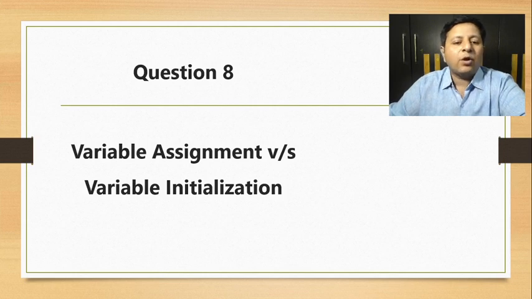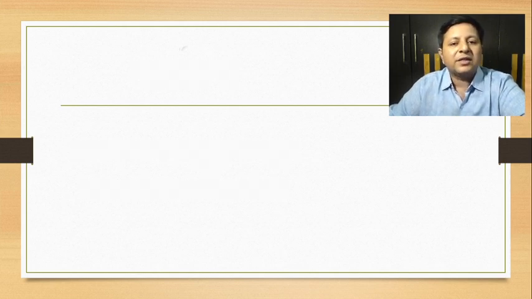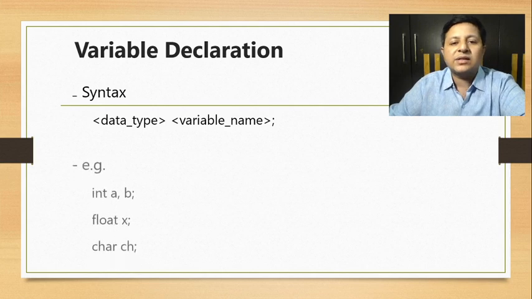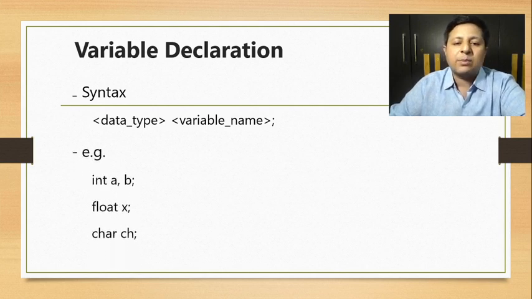Now, before variable assignment and variable initialization, the preface of that is to declare a variable. So let's see the first one, that is variable declaration. We've already seen data types which are provided by C language. So using the data type, I can very well define or declare a variable. Let's look at the syntax and the examples.